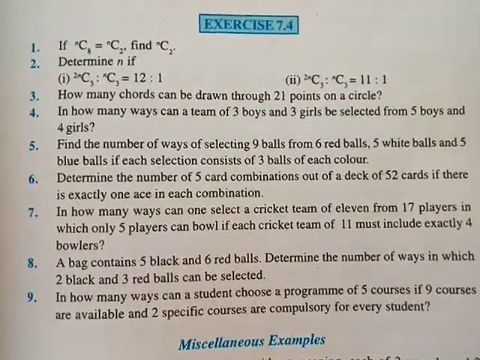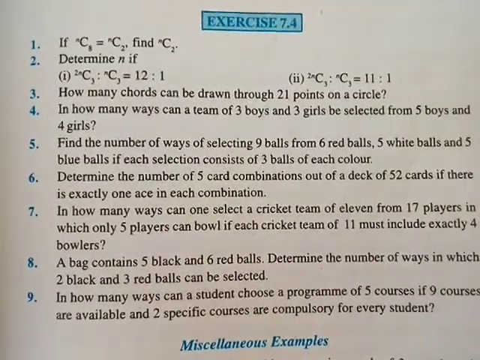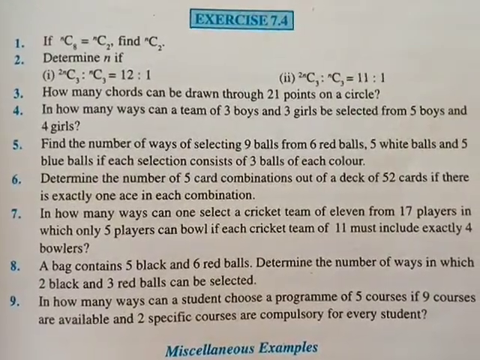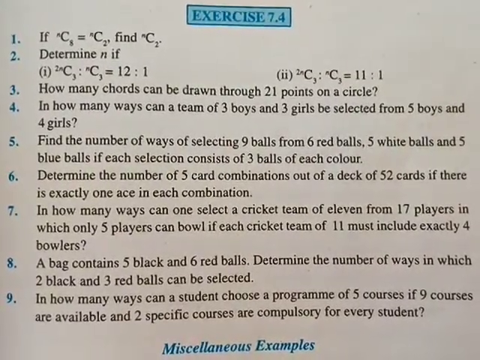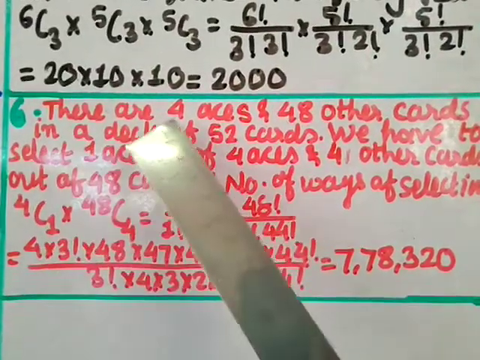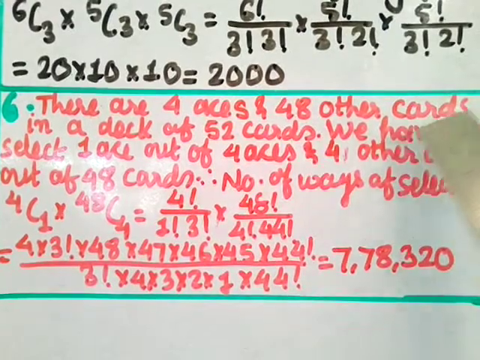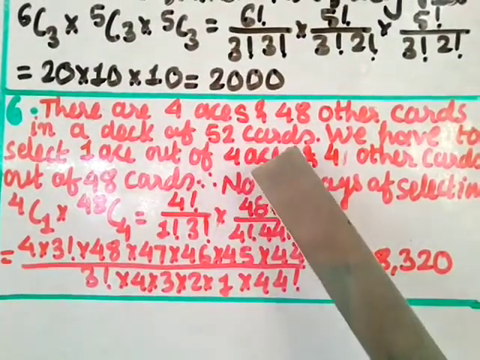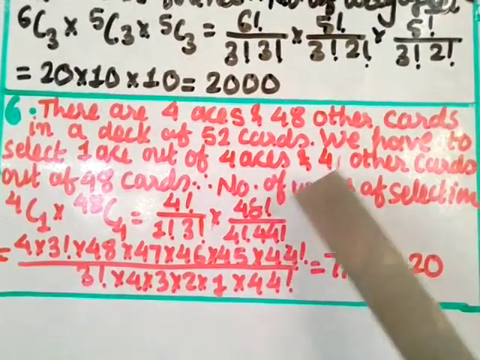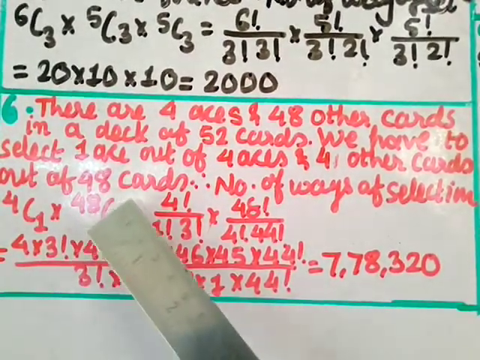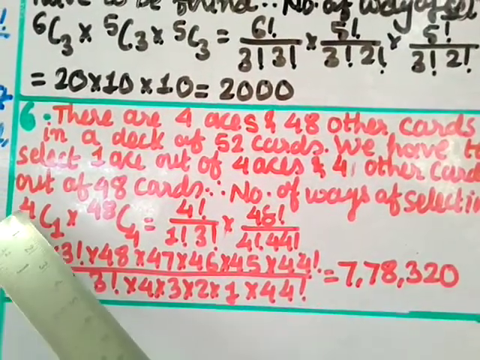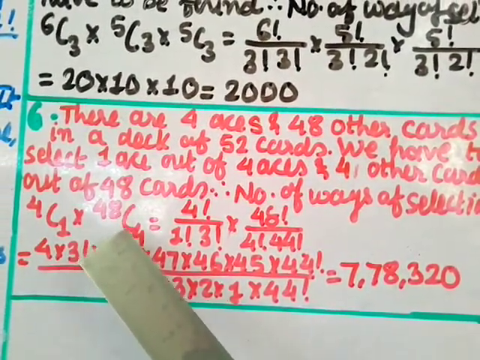Question number 6. Determine the number of 5 card combinations out of a deck of 52 cards if there is exactly 1 ace in each combination. There are 4 aces and 48 other cards in a deck of 52 cards. We have to select 1 ace out of 4 aces and 4 other cards out of 48 cards. Therefore, number of ways of selection will be 4C1 into 48C4.